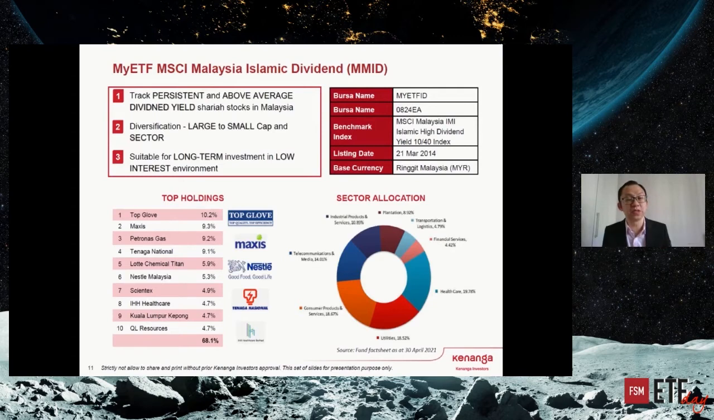So this is the value proposition that we have here: if you want good dividend exposure, you don't need to do your homework going one by one through all the companies to check their dividend history. This will be a good product for you. And we can see from the sector allocation that it is very well diversified, with all good quality dividend-paying stocks. We have Top Glove, Maxis, Tenaga, Petronas Gas, Lotte Chemical, Nestle, you name it, you have it.